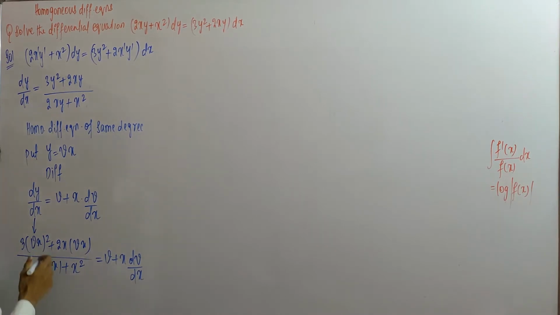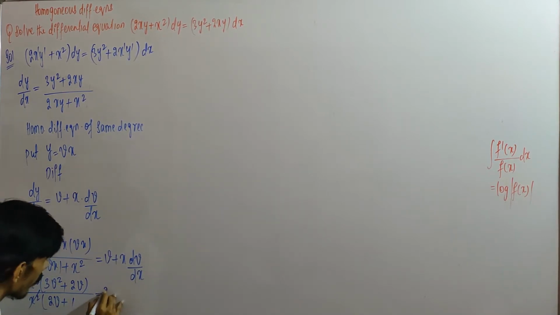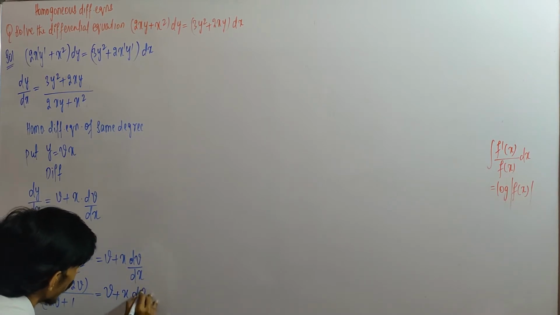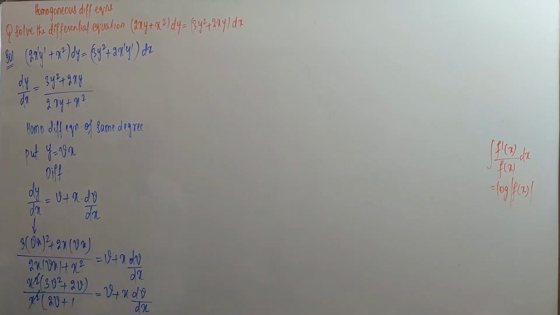Now take x square common from the numerator. We have x square into 3v square plus 2v, upon, take x square common from the denominator, we have 2 into v is 2v plus x square is common, so we'll get 1. Now these two will get cancelled. Here we have v plus x dv by dx.